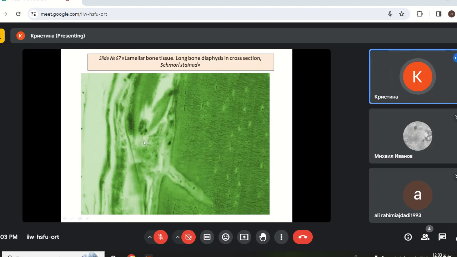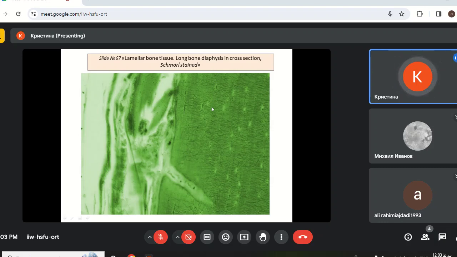From the periosteum, the blood vessels go into the bone through the Volkmann's channels. This is the Volkmann channel, inside which the blood vessel should be located. And this is the area of the outer circumferential lamellae. One lamella is here, second lamella is here, third lamella is here.